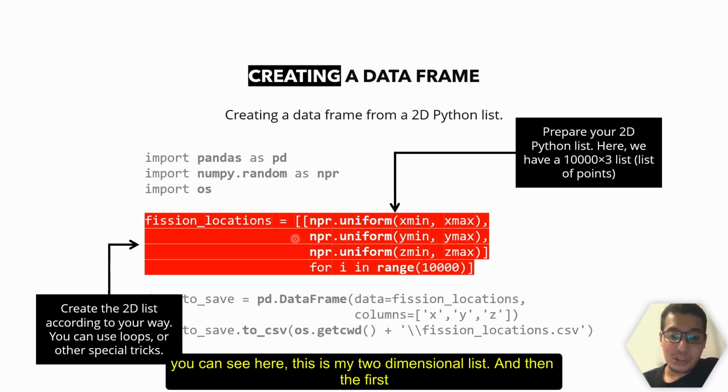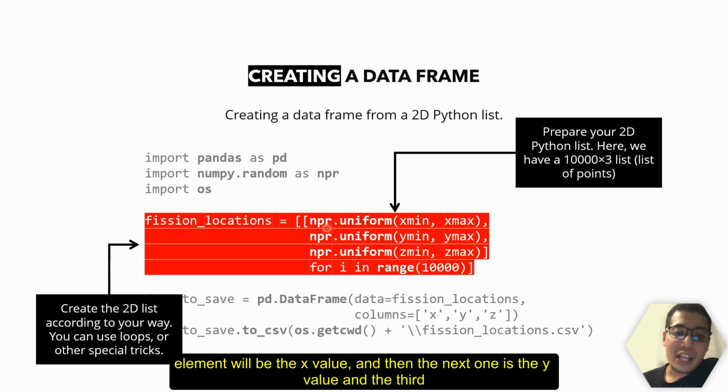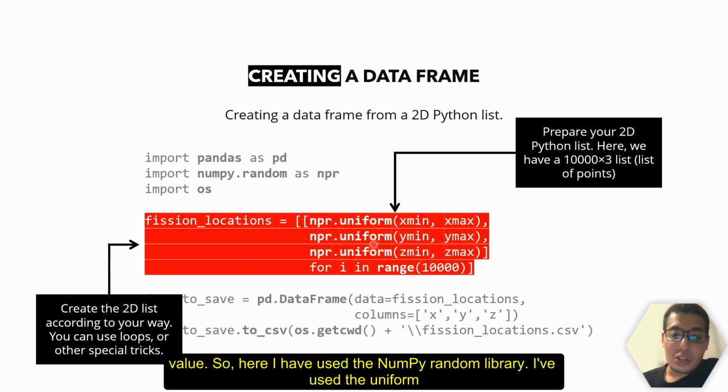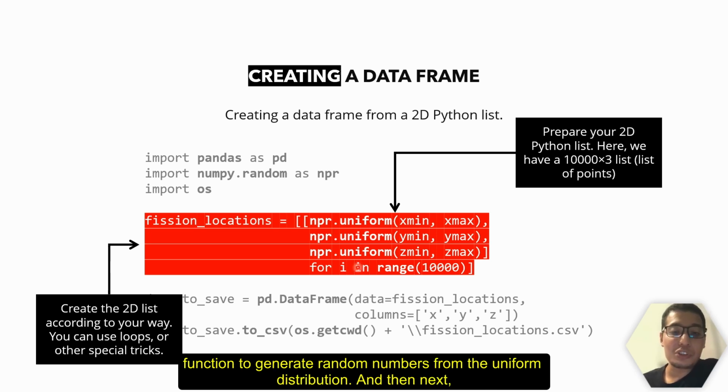As you can see here, this is my two-dimensional list. The first element will be the X value, and then the next one is the Y value and the third value is Z. Here I have used the NumPy random library. I've used the uniform function to generate random numbers from the uniform distribution.